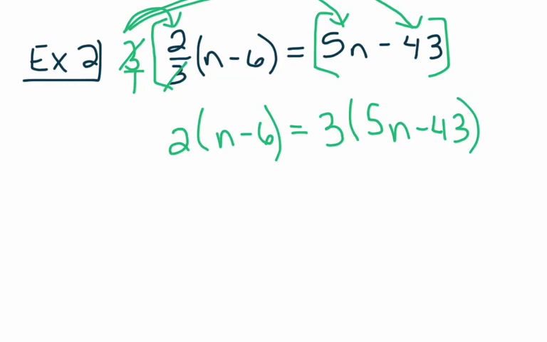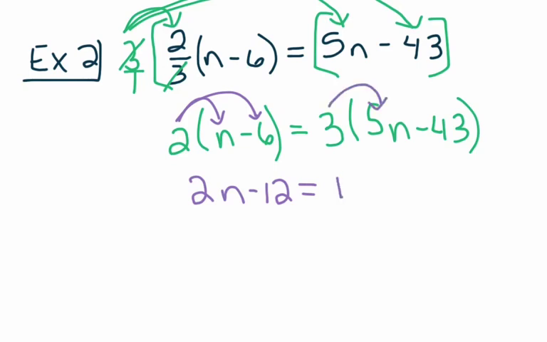At this point, we're going to do our distribution. We're going to distribute 2 on the left and 3 on the right. So we have 2 times n gives us 2n. Bring down the minus sign, and then 2 times 6 gives us 12. Bring down our equal sign. Now I'm going to distribute 3 into 5n. Gives me 15n. And 3 to negative 43, should have brought down my negative sign first. 3 times 43 is going to give us 129.